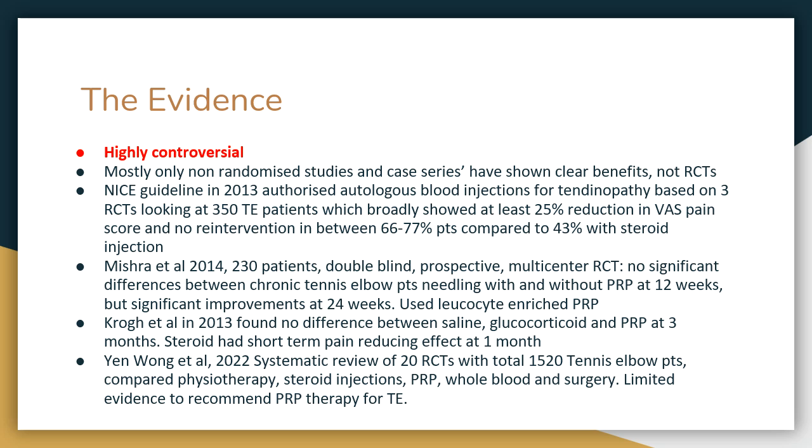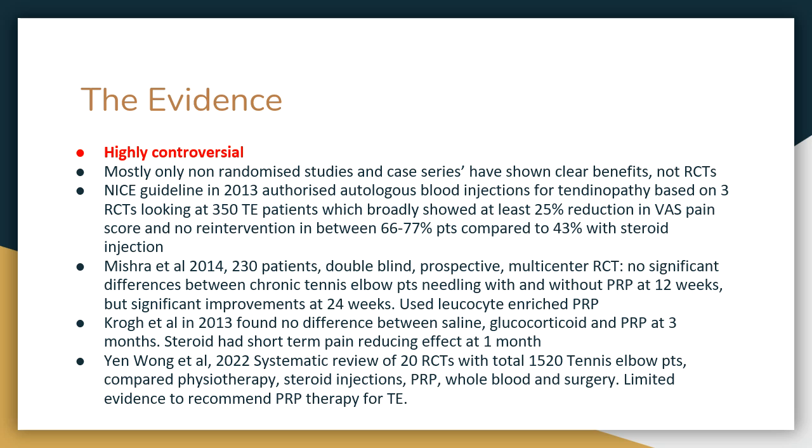NICE guidelines in 2013 authorized the use of PRP for tendinopathy. They based this on three randomized controlled trials looking at 350 tennis elbow patients. It broadly showed at least a 25% reduction in visual analog score for the pain and no reintervention in between 66 and 77 patients. And they were comparing this with steroid injections for the same condition.